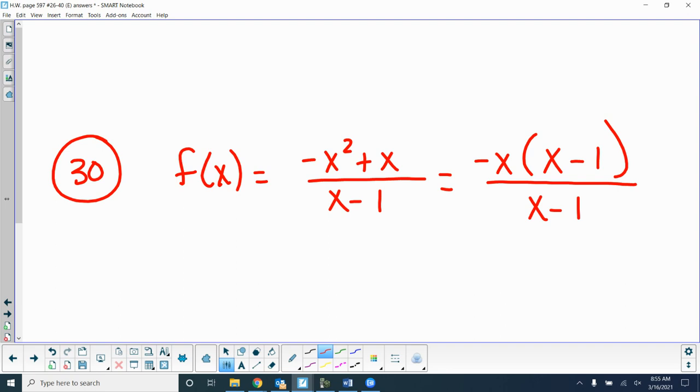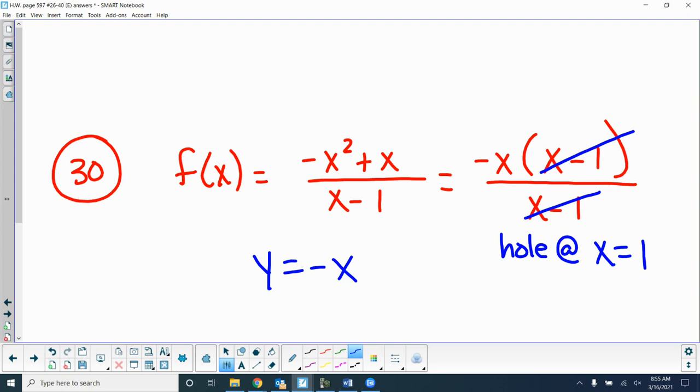So we see an x minus 1 in the top and the bottom, right? So if you get the same factor, top or bottom, that you can cancel, that means there's a hole, whatever makes that 0. So if I put a 1 in for that x, 1 minus 1 gives me 0. Okay? So to graph it, you're just graphing y equals negative x.